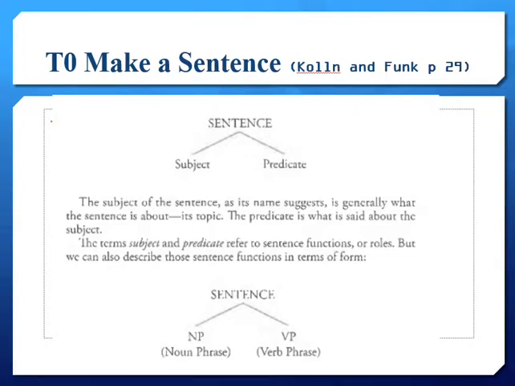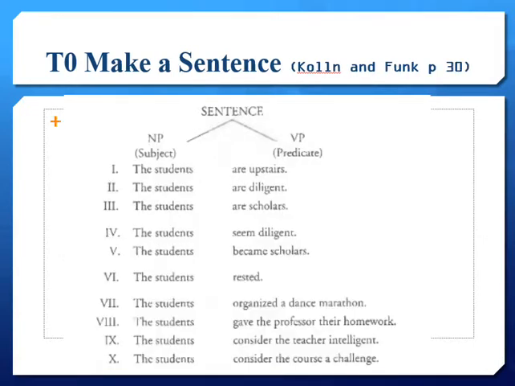Every sentence will consist of a subject and predicate. The terms subject and predicate are terms for the function of the forms such as noun phrases and verb phrases. There are two important terms to know. Number one, there are phrases, and number two, there are clauses.